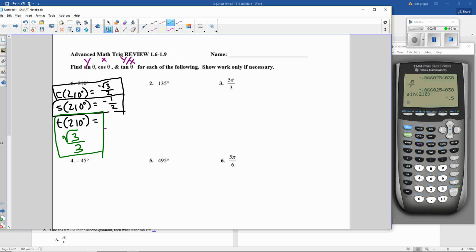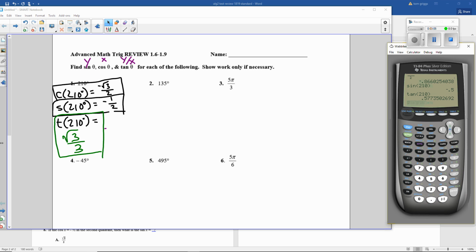The same thing with the tangent of 210. We can type that tangent of 210 in the calculator, and it's going to give us a nasty decimal. But radical 3 over 3 should give us that same nasty decimal. So we know we've done it correctly.